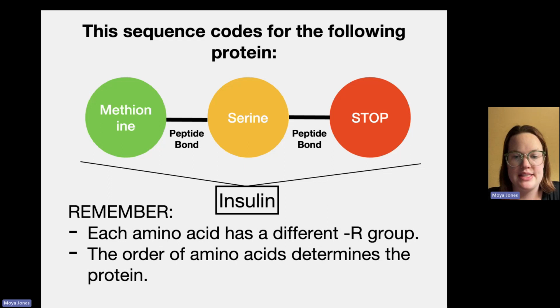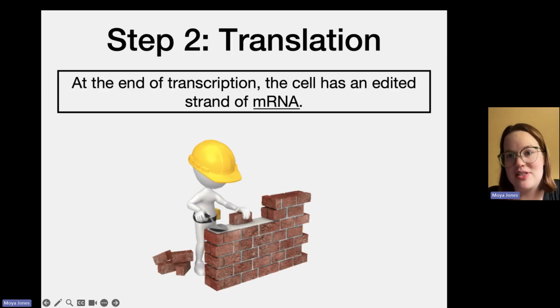Remember, each amino acid has a different R group. The order of the amino acids determines the proteins. So if we were to switch any of these amino acids, then you would have made a completely different protein. So now we're good to talk about step 2.